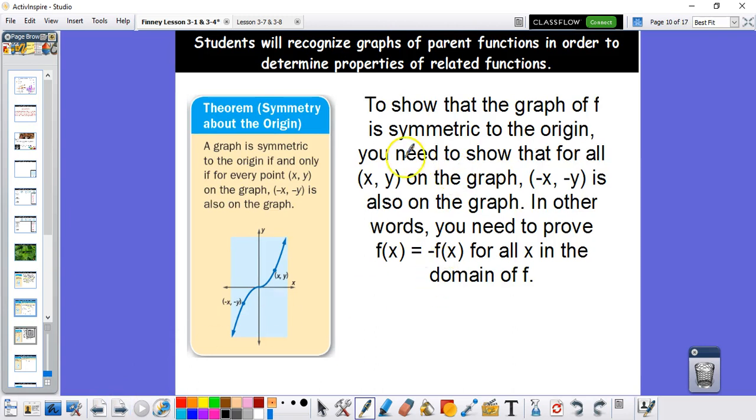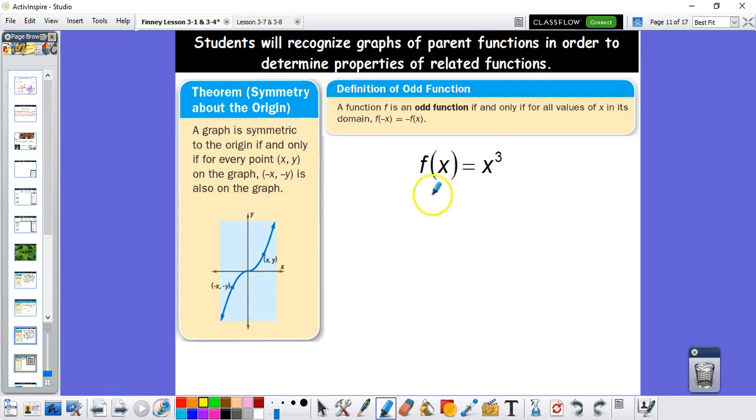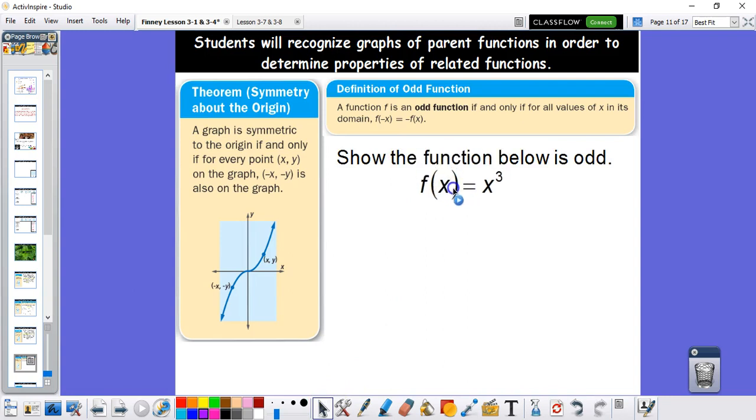Now, to show that the graph is symmetric to the origin, again, we just showed you this in the PowerPoint. If (x, y) is on the graph, then (negative x, negative y) is also on the graph. That means that our function is odd. Okay, so if we want to show that this function is odd, what do we do? Well, our definition of odd says f of negative x equals negative f of x. So the first thing we're going to do is plug in, just like we did before, f of negative x. Anytime you're asked, is the function even or odd, this is your first step.